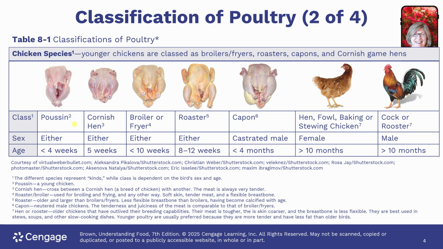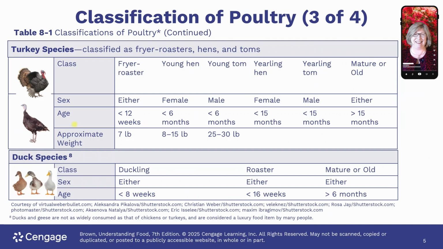So here you see from left to right, classification by age. You have under 4 weeks, 5 weeks, under 10 weeks, 8 to 12 weeks, under 4 months, over 10 months, or over 10 months in a male is a rooster versus a hen. And here you can see that the younger chickens are classified as broilers or fryers, roasters, capons, and Cornish game hens. When looking at turkeys, we have a similar classification system by sex and age.